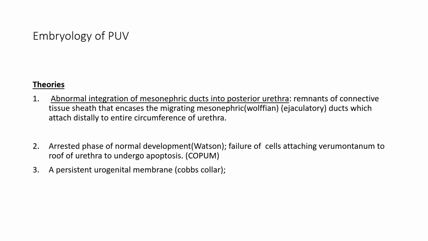But in posterior urethral valves, you get this sheath developing, arising from this connective tissue and attaching to the entire circumference of the urethra. The second is that it could be arrested growth, whereby we get no apoptosis occurring in the region between the bladder neck and the verumontanum, and this then leads to a membrane in that region. And then finally, there are theories that say that it's a failure of resolution of the urogenital membrane that gives rise to the development of posterior urethral valves.